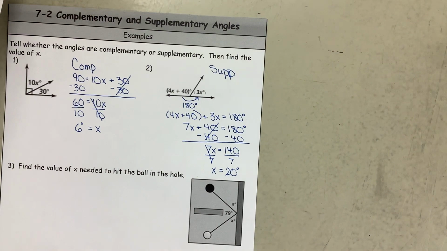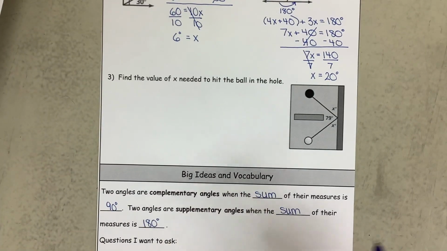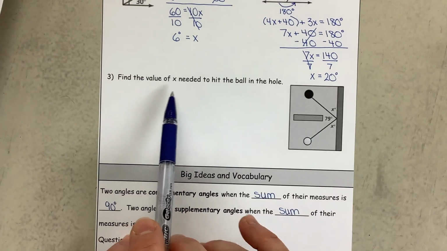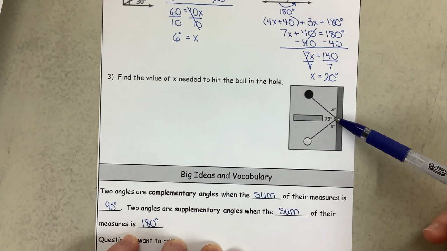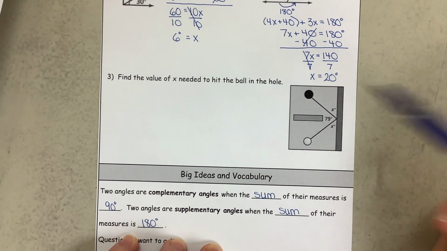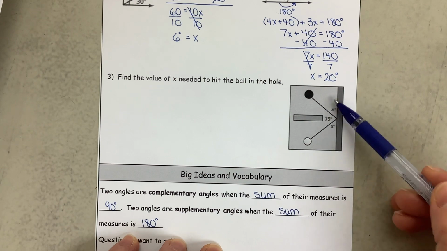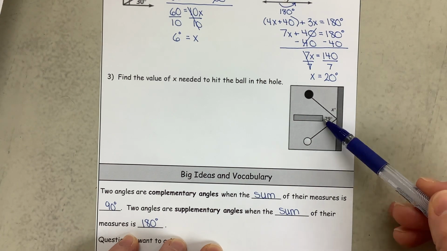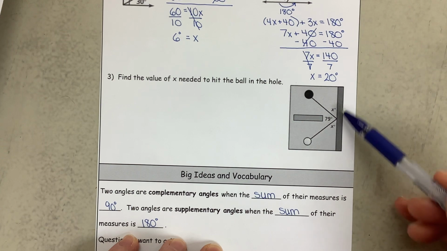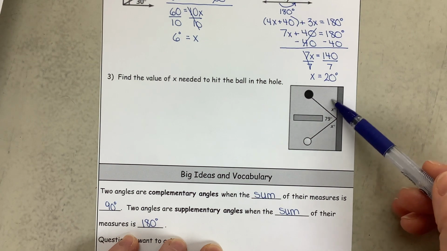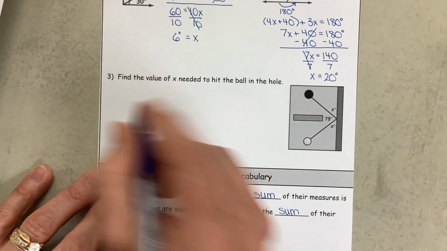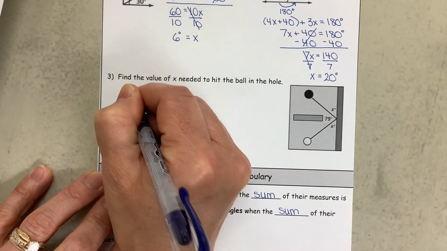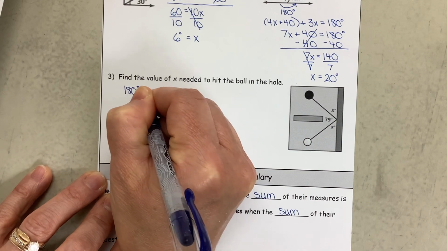Now, one of the word problems that you could see is something like this. Find the value of x needed to hit the ball in the hole. So here's the ball, and they're going to hit it off the wall and shoot it in. These angles all together, this one's adjacent to this one, this one's adjacent to this one. We know this is a straight line, so this is 180 degrees. So all of this together is going to be the 180 degrees. If it's 180 degrees, we know these are supplementary angles.